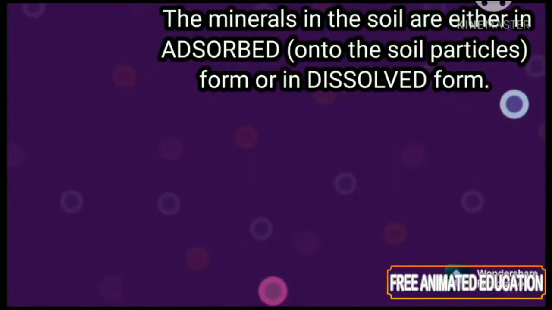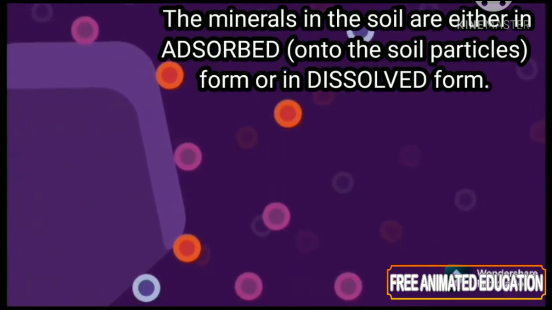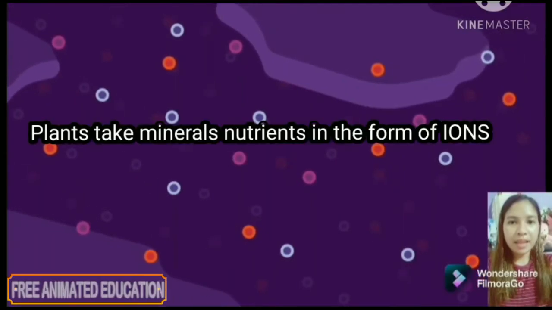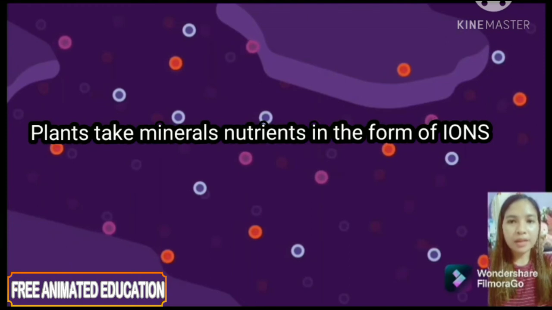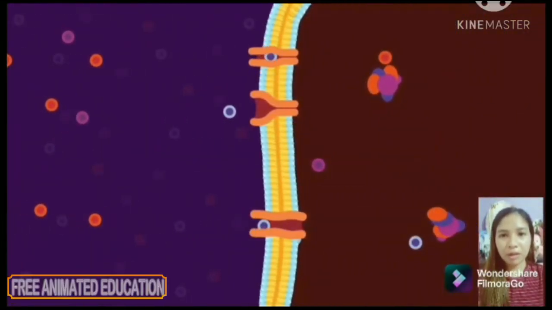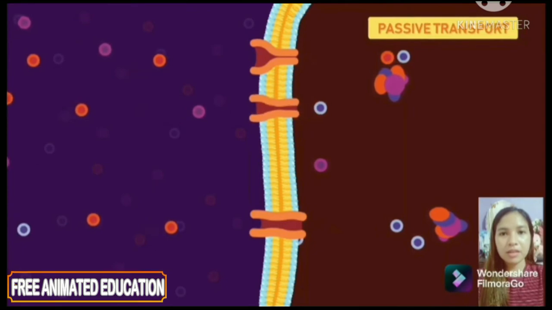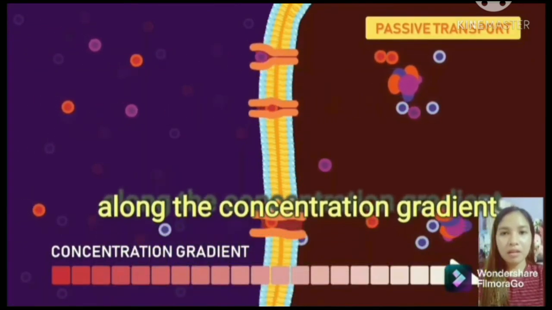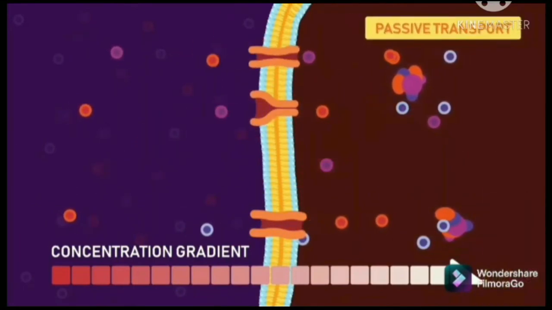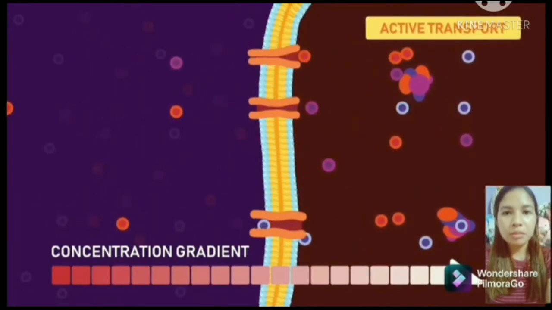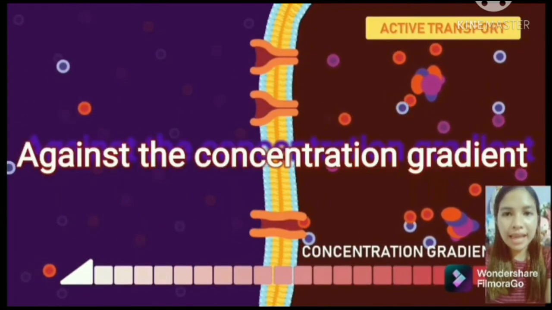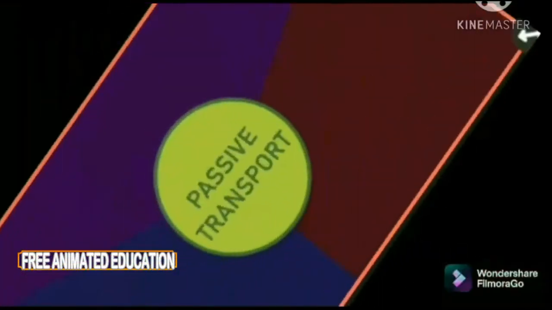The minerals in the soil are either in adsorbed form or in dissolved form. To absorb the minerals from the soil, plants use their roots, as well as their leaves. Plants take up mineral nutrients in the form of ions. This uptake can either be a passive process, termed passive transport, which occurs along the concentration gradient and thus requires no energy, or an active process, termed active transport, which requires energy because it occurs against the concentration gradient.